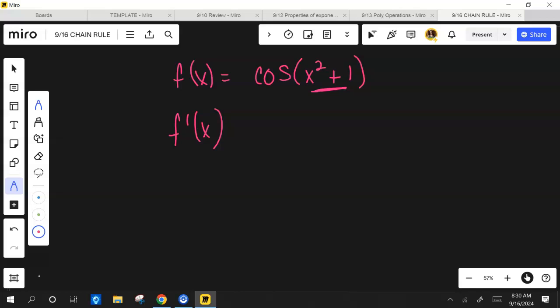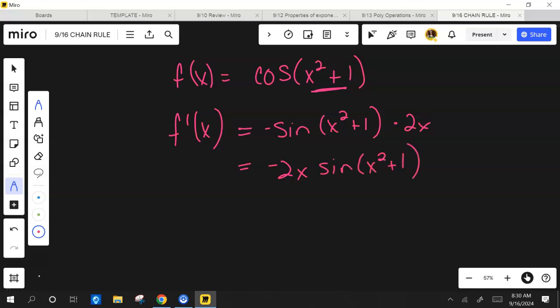All right, derivative here. Derivative of cosine would be negative sine, right? And I leave the inside alone. Don't bother it. Now take the derivative, 2x. That's exactly right. Now this 2x is not part of the argument of sine. So I'm going to bring it around front just so I don't get confused as to what I'm finding.